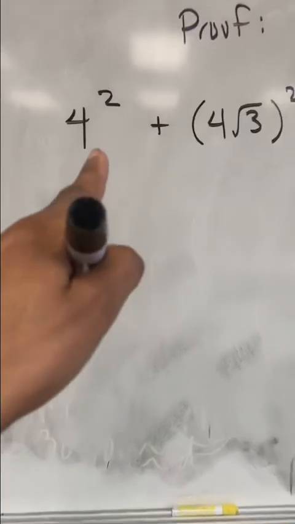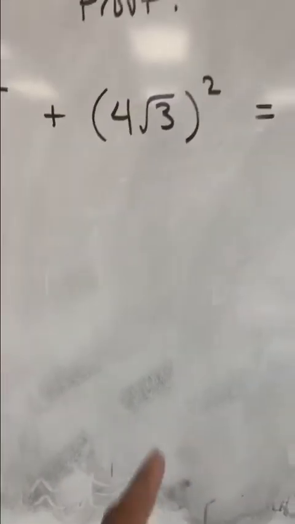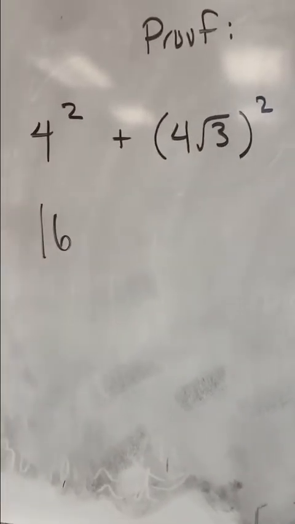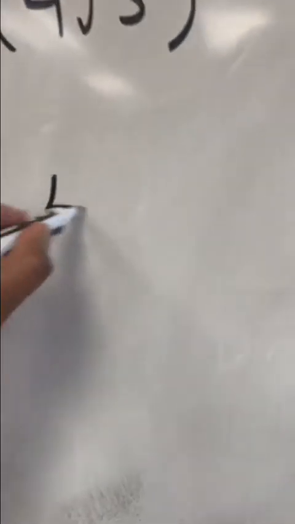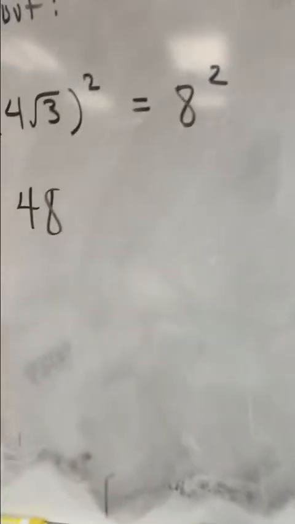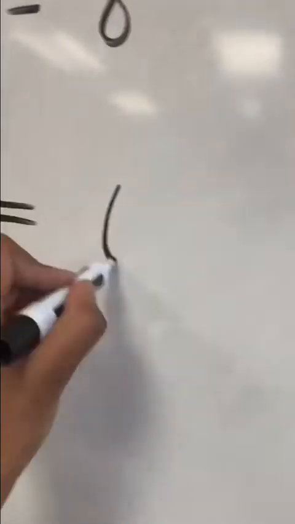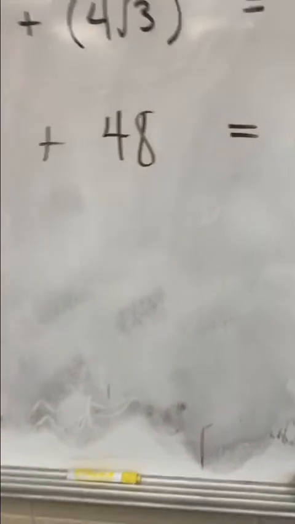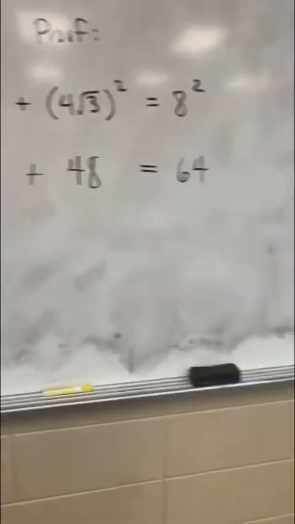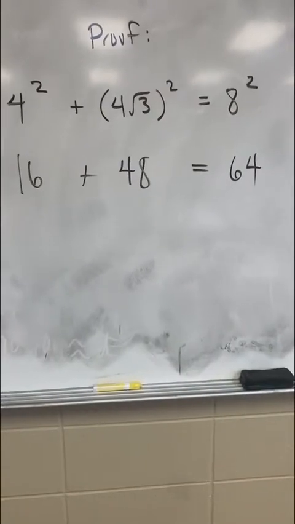If I do this, I get a 16. If I raise this to the second power, I get a 48. And if I do 8 to the second power, I get 64. I bet if you do the addition that this is equal to 64. That's how we know it's correct.